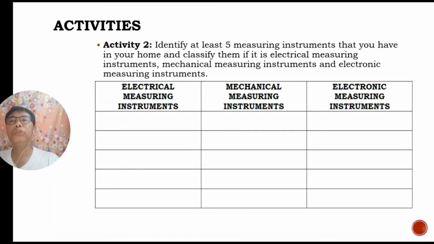Activity number 2. Identify at least 5 measuring instruments that you have in your home and classify them if they are electrical measuring instruments, mechanical measuring instruments, or electronic measuring instruments. So we have here a 3-column table. First column is electrical measuring instruments. Right below it, at least 5. Same with mechanical measuring instruments, at least 5 also, and electronic measuring instruments, at least 5.